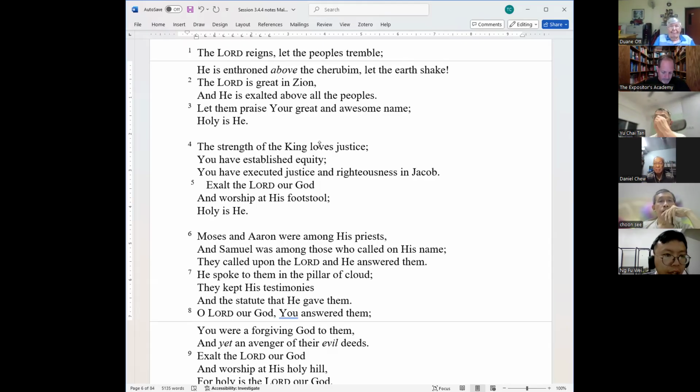The Lord reigns, let the peoples tremble. He is enthroned above the cherubim, let the earth shake. The Lord is great in Zion, and he is exalted above all the peoples. Let them praise your great and awesome name. Holy is he. The strength of the king loves justice. You have established equity. You have executed justice and righteousness in Jacob. Exalt the Lord our God and worship at his footstool. Holy is he.